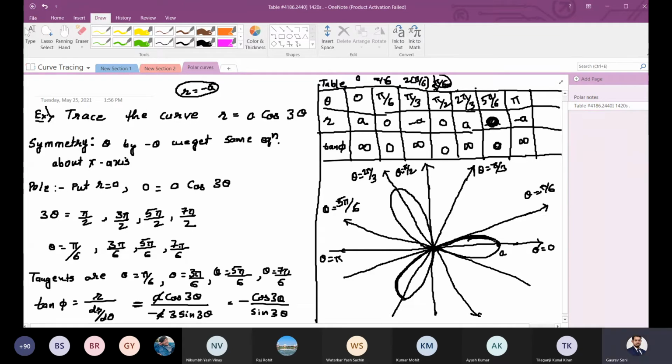This curve is called the rose curve. This is the complete procedure to draw this curve. If you have any difficulty in this, please ask.